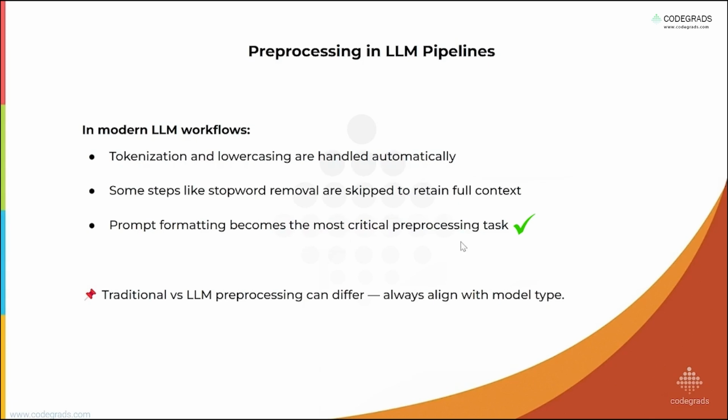Generally, when we handle the LLM part, we deal with prompt engineering. Prompt engineering is the most critical step to get the expected answer from the model and to avoid hallucination. Traditional versus LLM preprocessing can differ, so always align with model type. It generally depends upon our task. If you are using traditional NLP techniques, then preprocessing is very important. For LLMs, we don't need many preprocessing steps, so they can be avoided in the LLM pipeline.